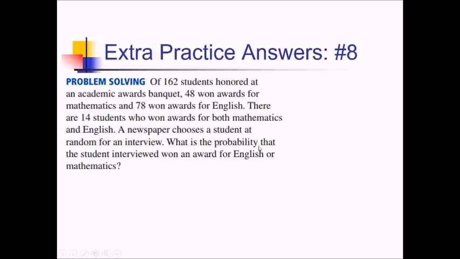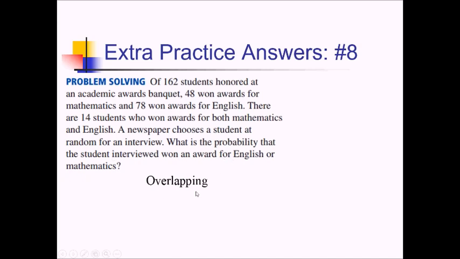So since we're talking about an OR, we have 2 different probabilities that we need to add together, but we also need to consider if there are any people that fall into both groups. Were there any students that got awards for both English and math so that we don't want to double count them? And if we look back up here, it said there are 14 students who won awards for both. So yeah, there's some overlapping. So we're going to have to subtract that after we add these together.